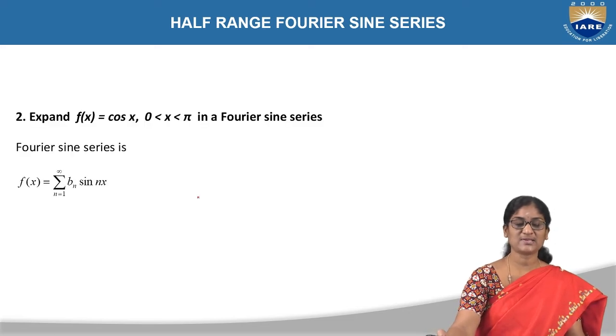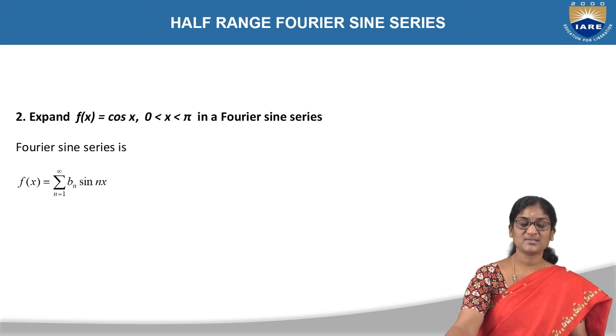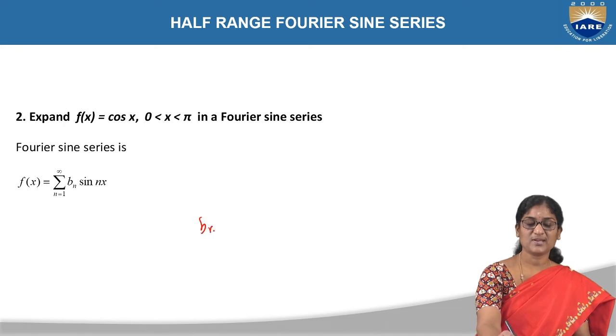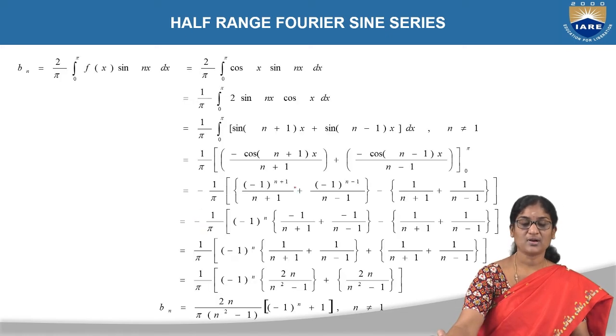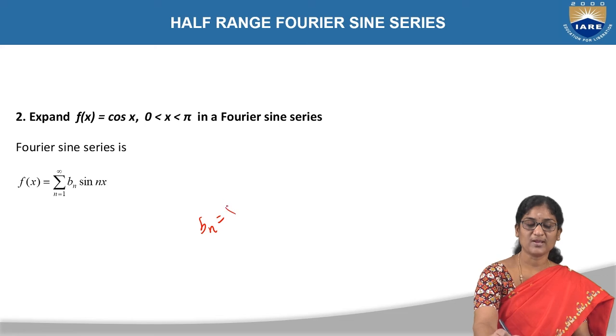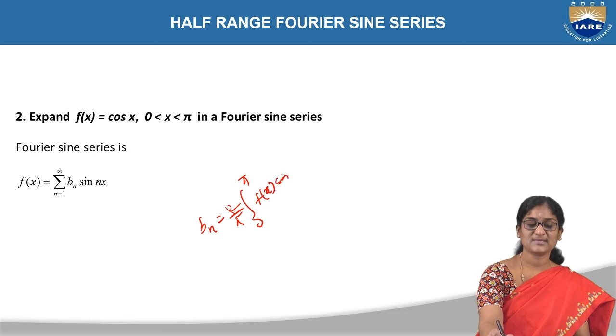So let us see one more example. Expand f of x is equal to cos x in the interval 0 to pi. That means I'm going to find out the Fourier sine series. The Fourier sine series of any function is given by f of x is equal to summation bn sine nx. What is the bn value? Bn value is nothing but, here I have already written it, 2 by pi integral 0 to pi f of x sine nx dx.